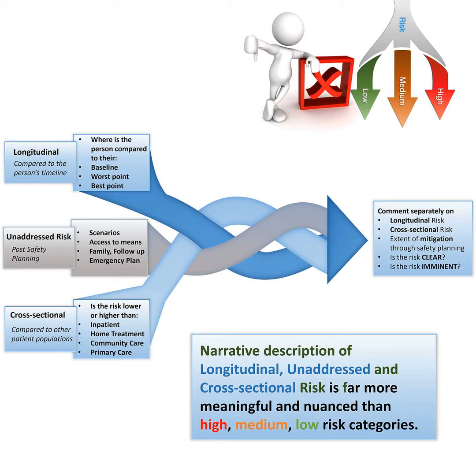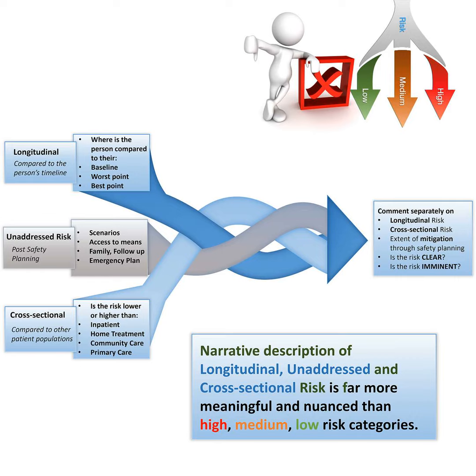Longitudinal risk may also be used to indicate whether the risk is static, increasing, or decreasing. This is dependent on accurate history from the person and collateral information. Essentially, we are formulating an opinion on how the risk is tracking over time for the individual being assessed.